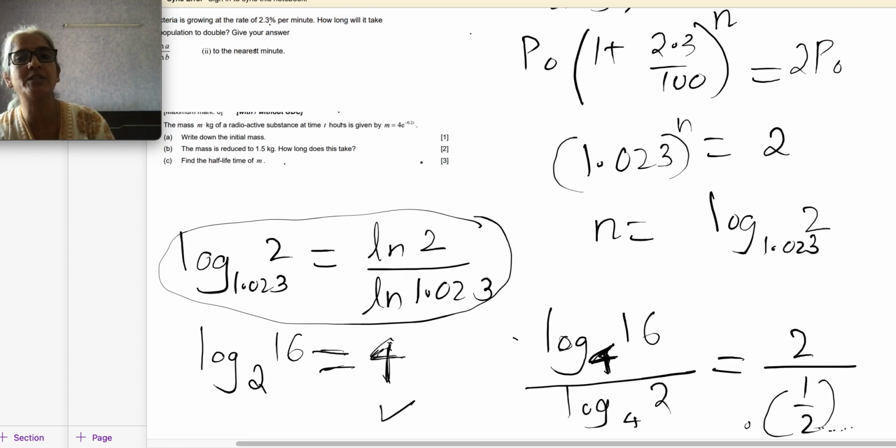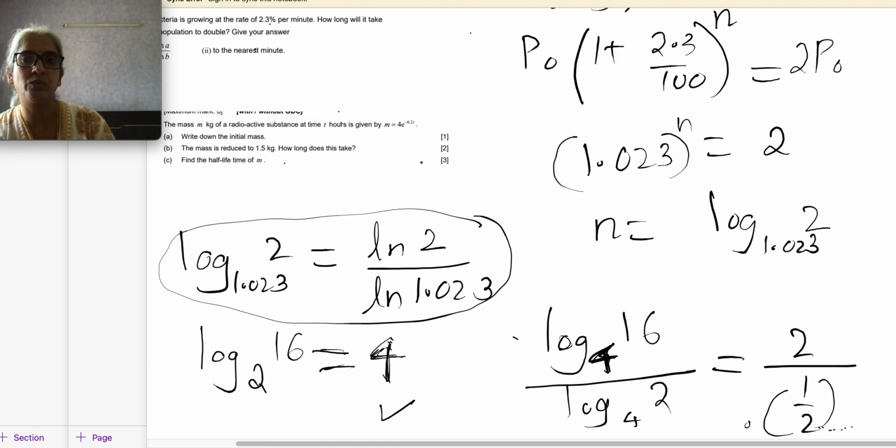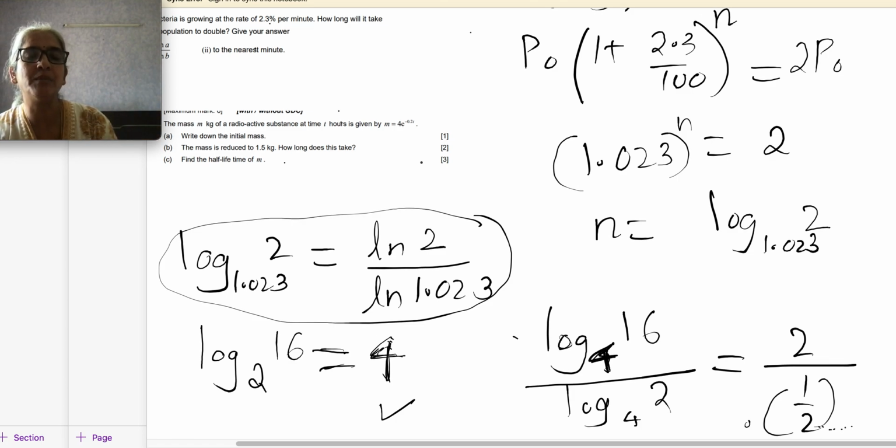Let's look at the next question. The next question talks about the mass of a radioactive decay. Look at the difference in the two. The first question was a population increase, which means it's a growing exponent, and in a growing exponent the base must be greater than 1, and you see the base is 1.023, and therefore it is satisfying the rule. Same as our geometric progression, where if the ratio is greater than 1, it's an increasing geometric progression, and if the base is less than 1, it decays.